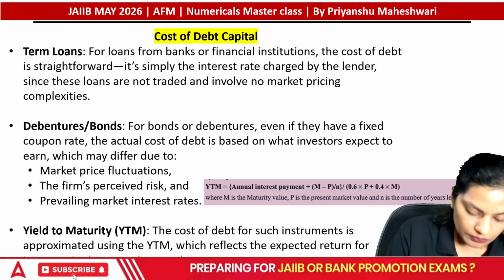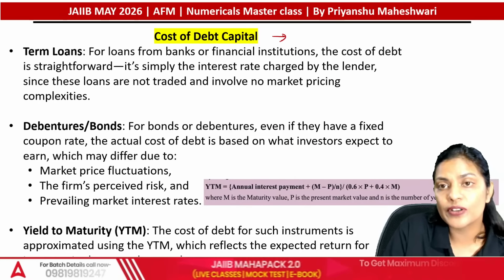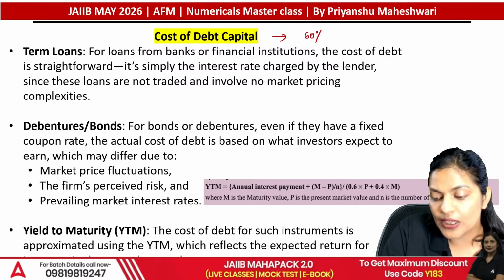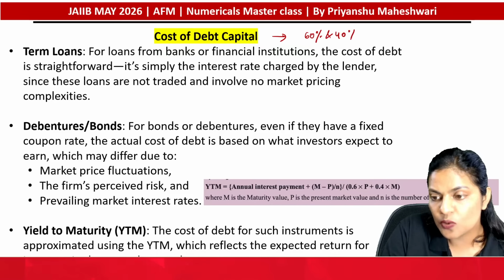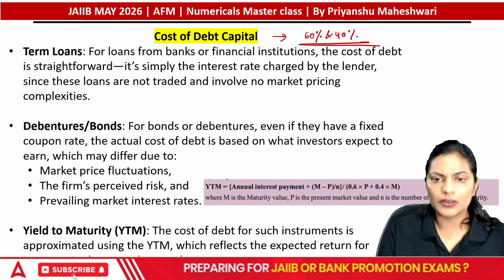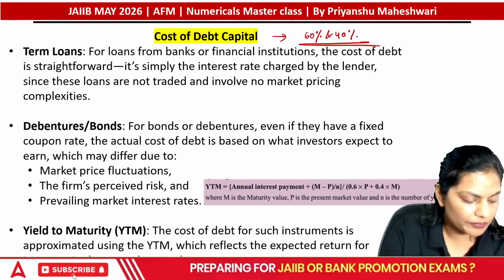Then, now cost of debt, what was the difference? Instead of average, we will take the ratio of 60:40. We are almost about to come to the last area, right?